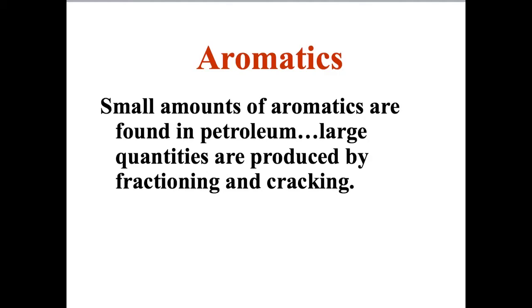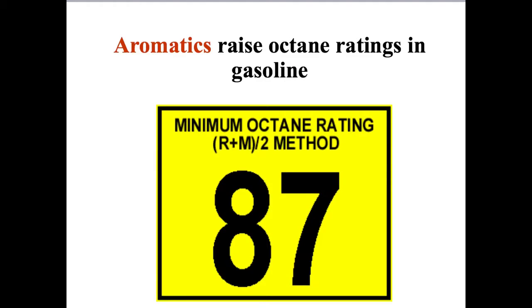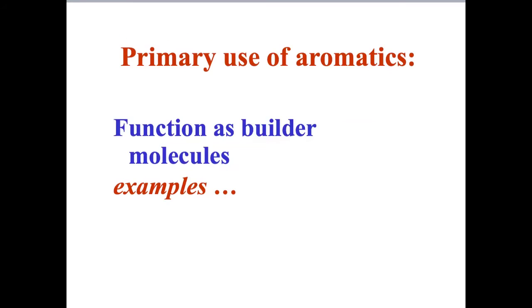Aromatics are naturally found in petroleum. We can remove those aromatic compounds by distillation, and we can make aromatic compounds by fractioning and cracking hydrocarbons. You've learned about catalysts, so we can add catalysts to crack hydrocarbons and turn them into aromatic compounds. Aromatics can be used to raise octane ratings, so in this case an aromatic would be burned in your gas tank. The focus of this is that we're going to use aromatics for building molecules.